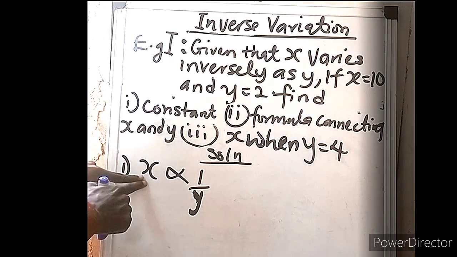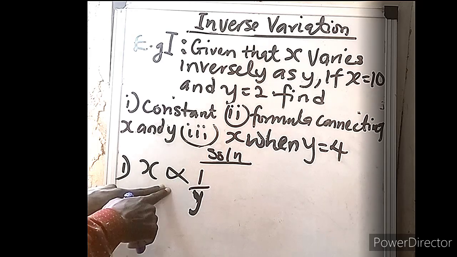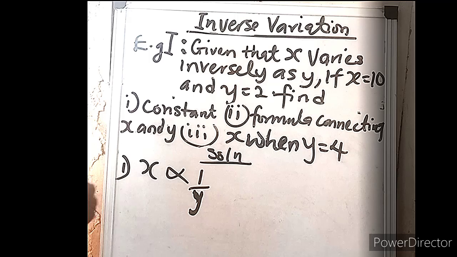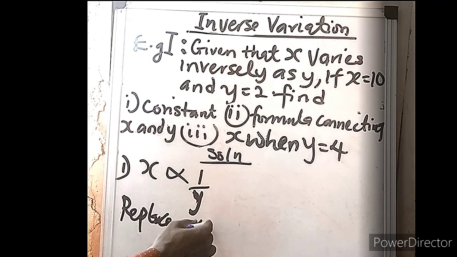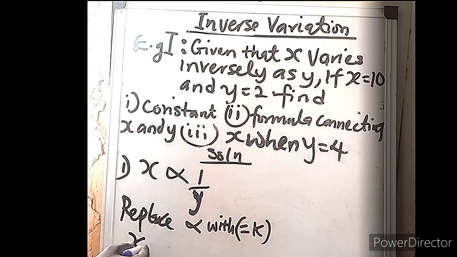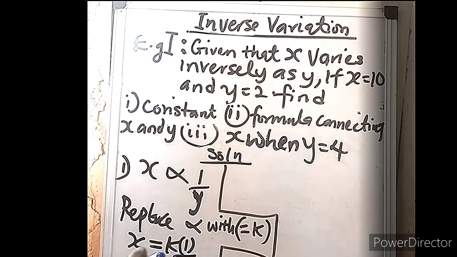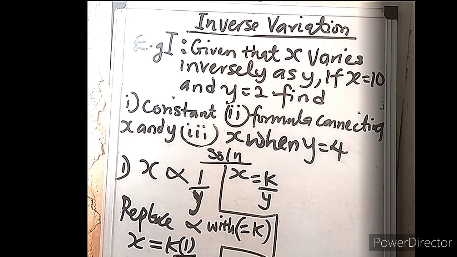So quickly, we have interpreted that S varies inversely as Y. Remember the next step I told you: replace the varies with equals K. When we replace this, it's going to give us S equals K times 1 over Y. So that at the end of the day, when you multiply, this will give us S equals K over Y. So I've stated our formula.